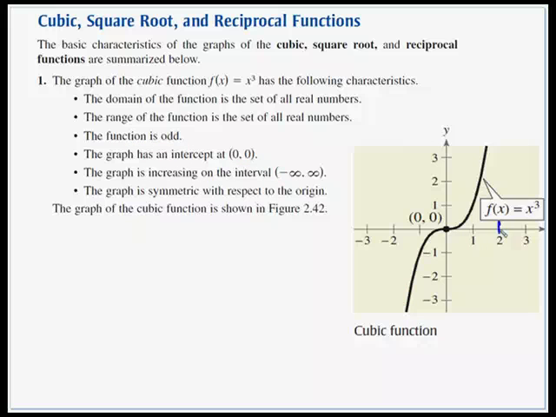So if I put in a positive 2, the output would be mapped up here to positive 8. If I put in a negative 2, it's mapped down to a negative 8. These points, let's just look at here, 1, 1, and negative 1, negative 1. They are reflections across the origin.